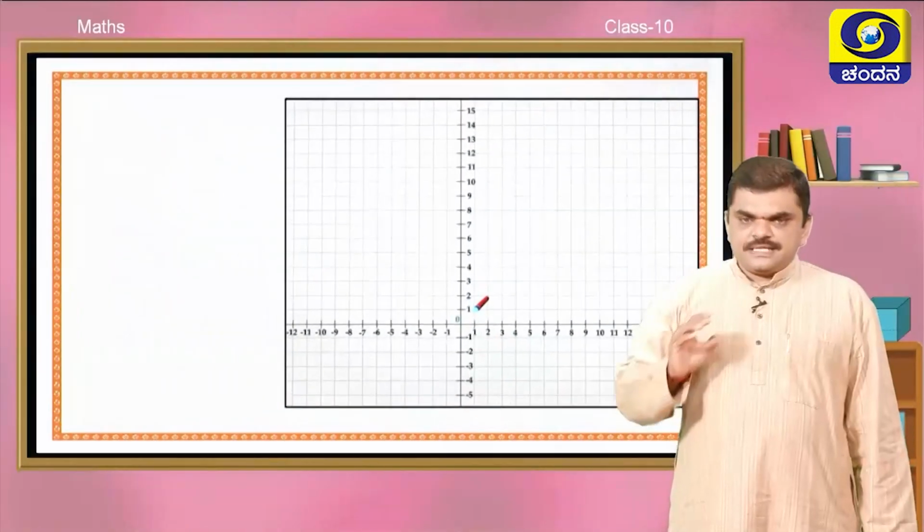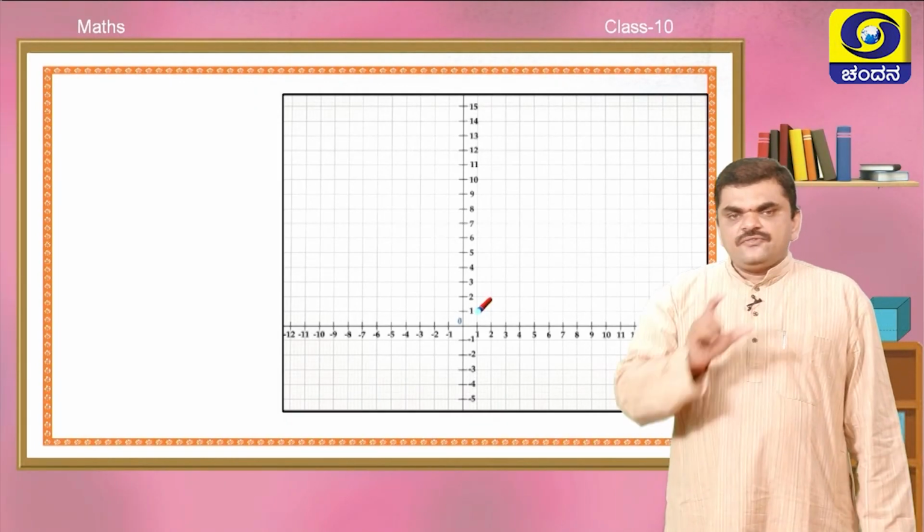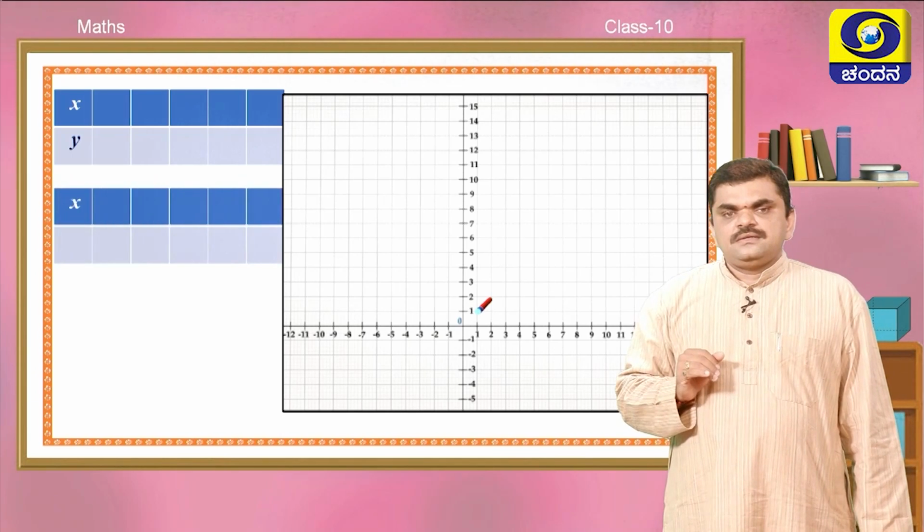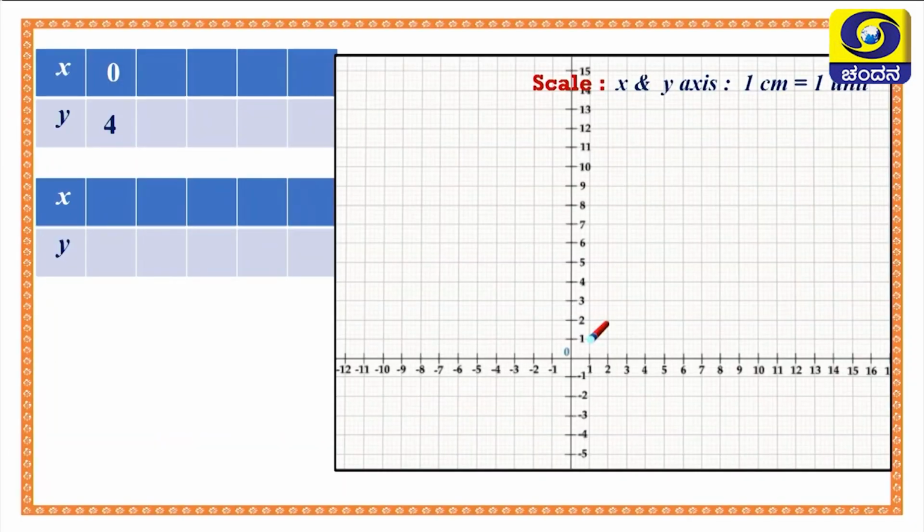Now, let us move on to plot the graph. First, take the first table, that is x y. Second table, x y. If you want to plot any graph, without fail you have to write the scale. First, scale is very important. Here the scale on x and y axis is 1 centimeter equal to 1 unit. So, when x becomes 0, y becomes 4. Mark the point 0, 4.